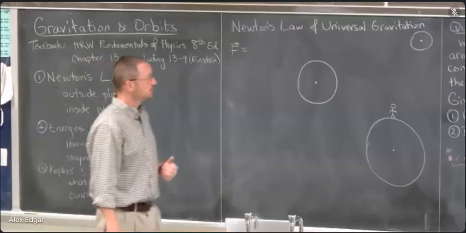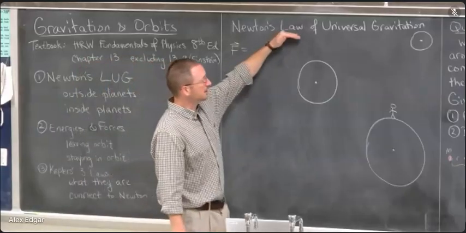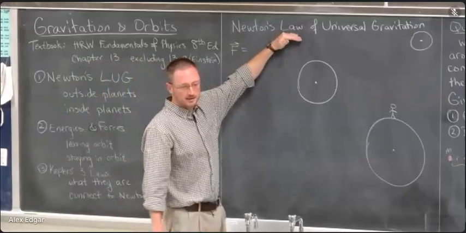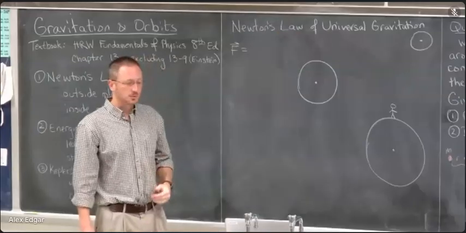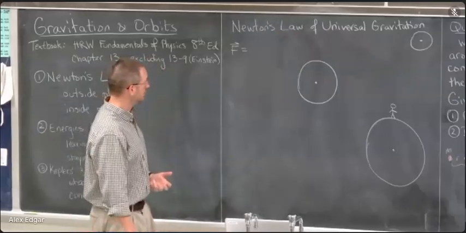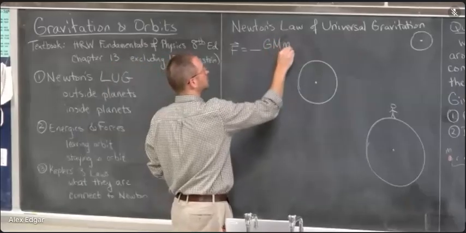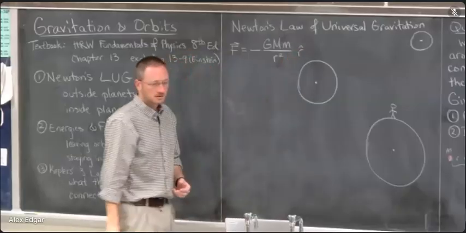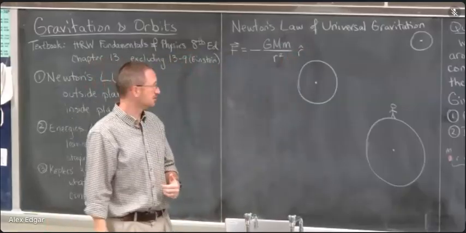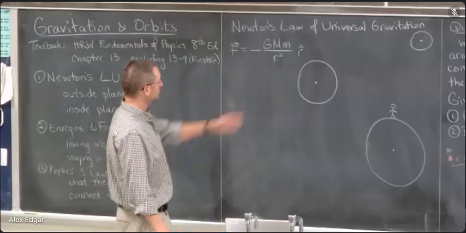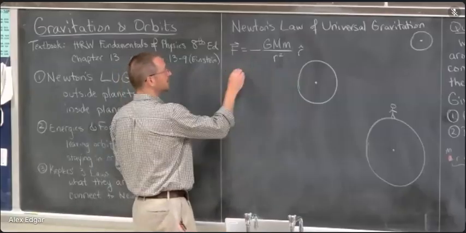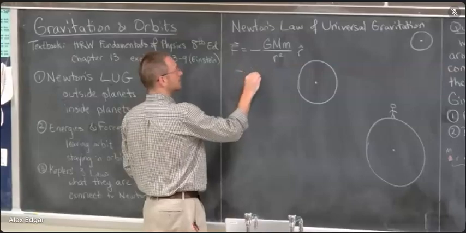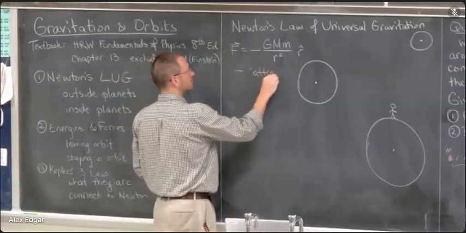So, Newton's law of universal gravitation. Remember that in science, anytime you see the word law, this simply means we have an equation for it. Here's the equation that Newton started to develop. Let's discuss each piece of this equation. First off, that minus sign. Minus sign means attractive.